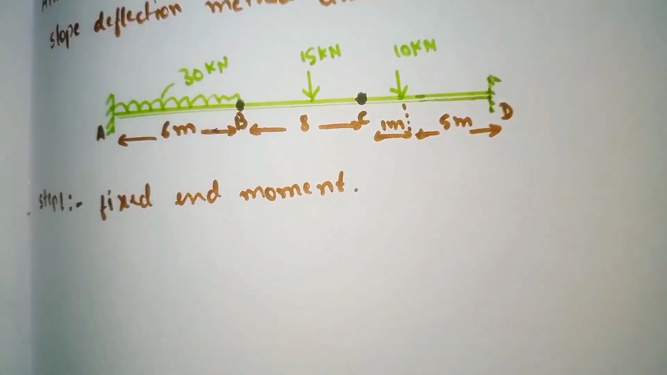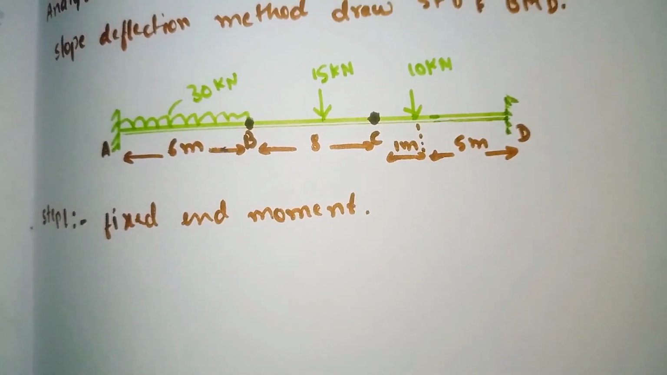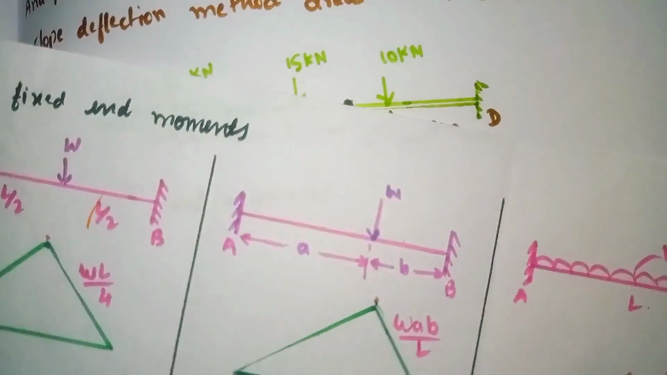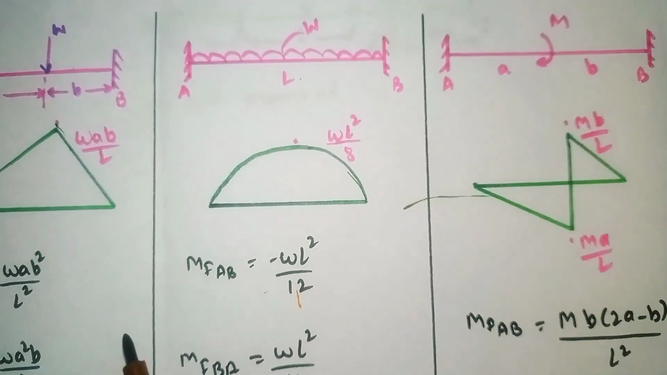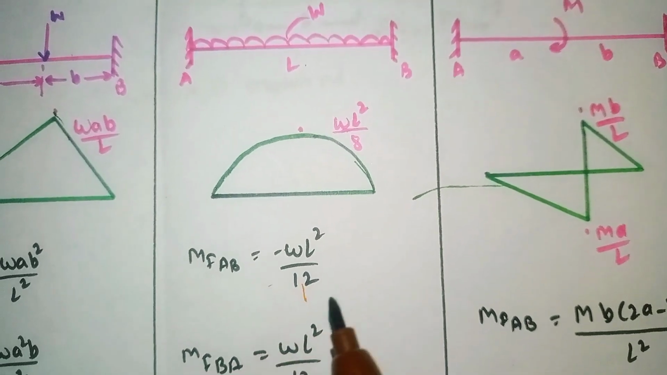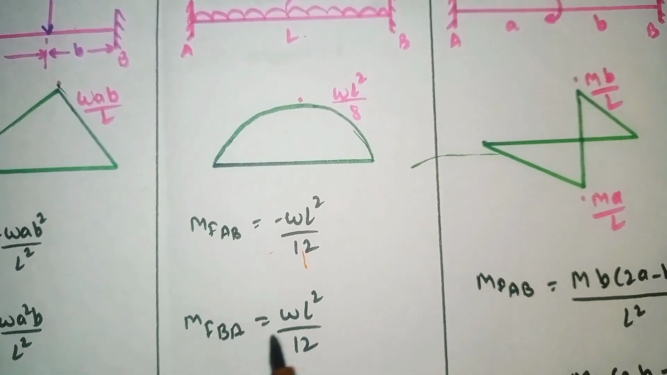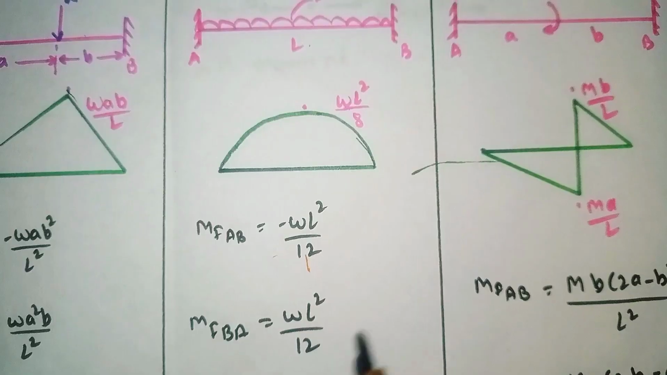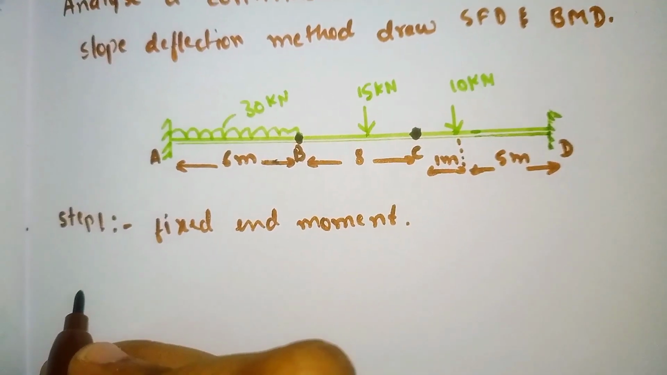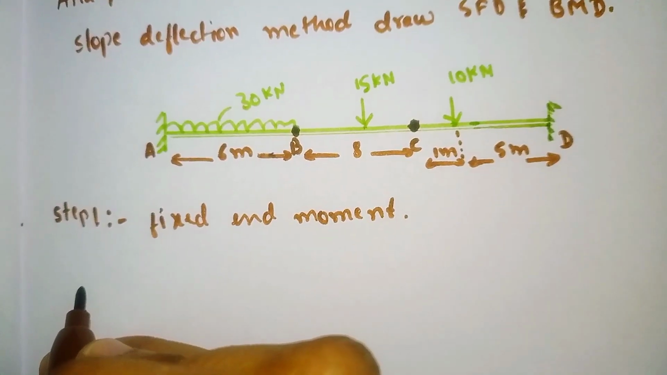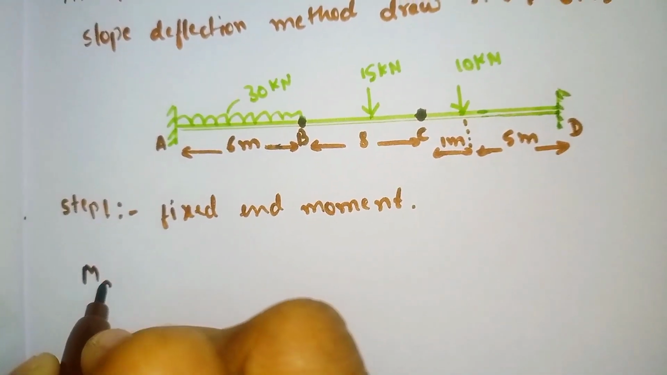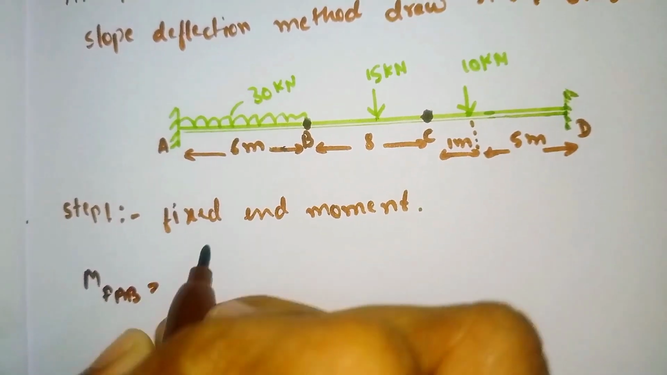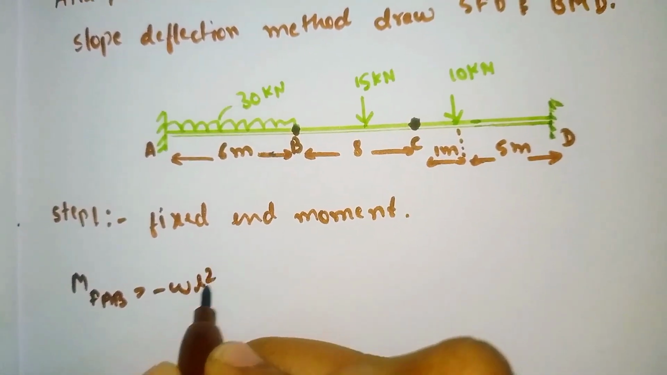First, span AB has a UDL. For UDL we have the formulas: MFAB is equal to minus WL square divided by 12, and MFBA is equal to WL square divided by 12. By using these two formulas, we'll calculate the fixed end moment for span AB. We have the formula MFAB is equal to minus WL square divided by 12.